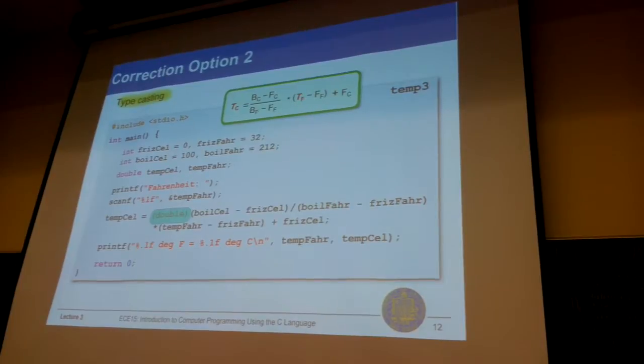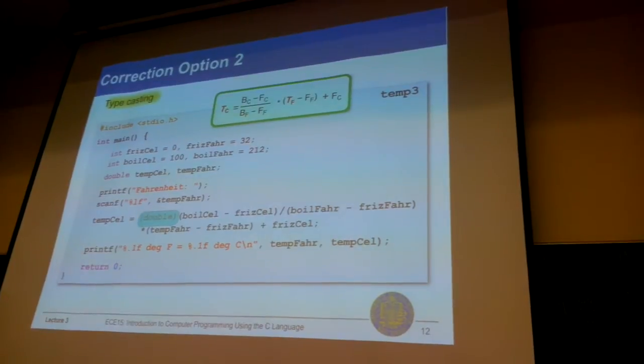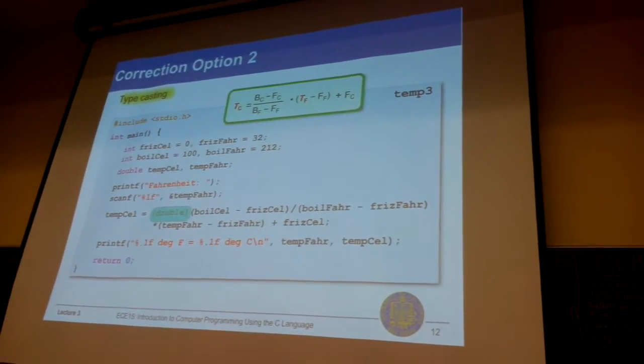Is there a way to put parentheses with parentheses inside them? Because you have parentheses around the boil of Celsius minus that. Is there a way to put parentheses around that without it being cut off after the freezing of Celsius? Sorry, so you want parentheses around this whole division? Yes.